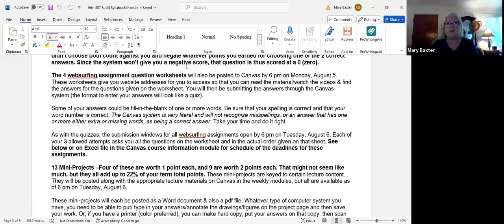There are 4 web surfing assignment question worksheets. They'll be posted to Canvas on Monday, August 5th. I've already got them posted. On those worksheets, there's a website address that you can control click on, and it'll take you to a website. Then I've got questions about the content in that website, and they are in the same order as they appear in the website.